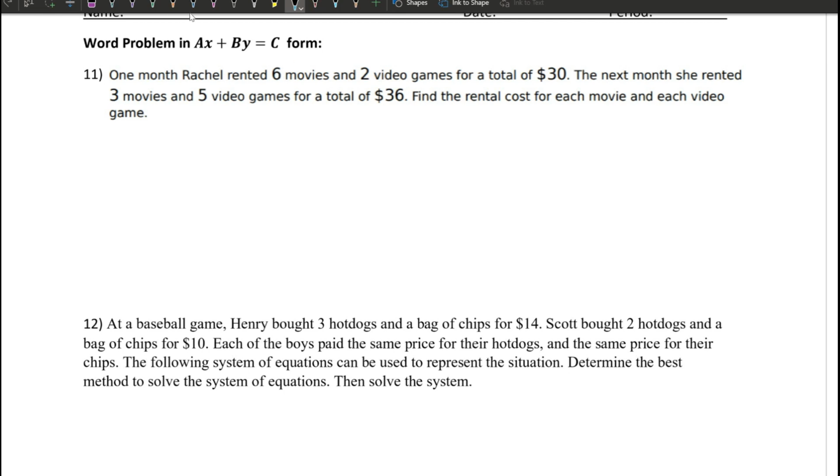So problem 11. One month, Rachel rents 6 movies and 2 video games for a total of $30. The next month, she rents 3 movies and 5 video games for a total of $36. So let's set it up a little more straightforwardly. 6 movies, so 6x plus 2 video games, 2y, equal to $30.